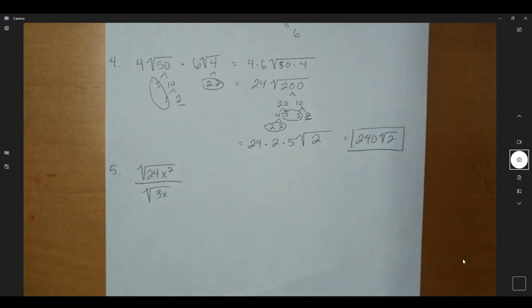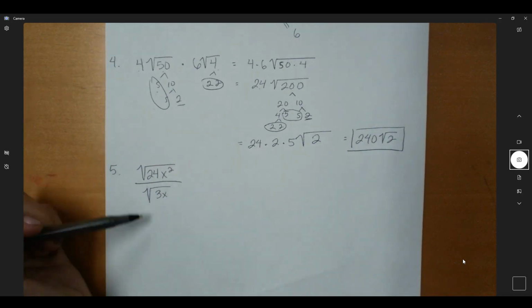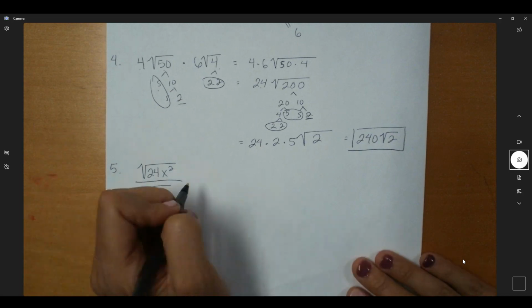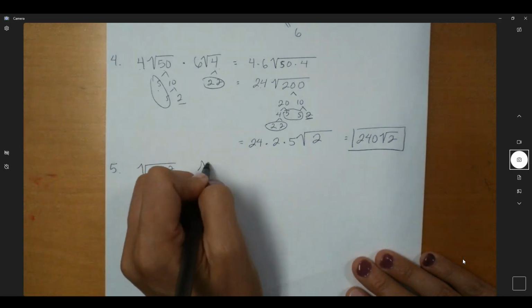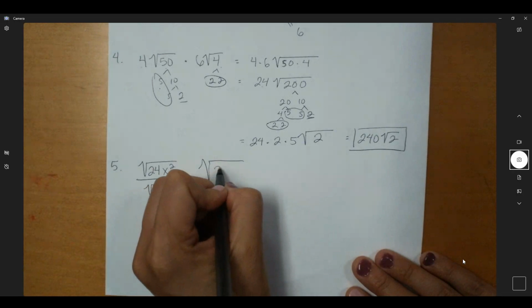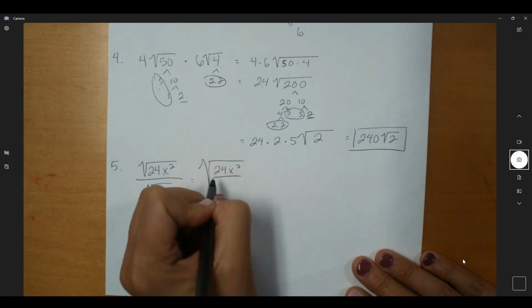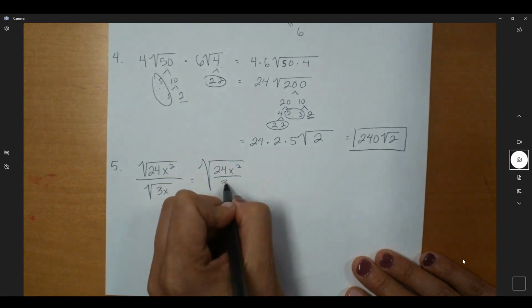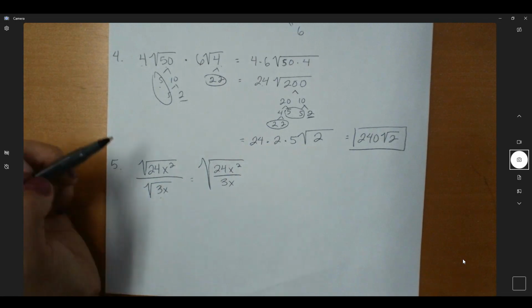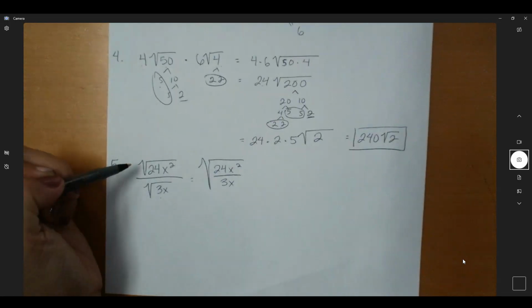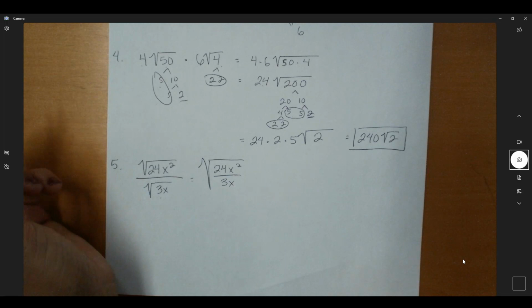Okay, so it's best when you're dividing radicals that you just put it all under one radical. So we're going to make one big radical, and the 24x squared is going to be on top, and the 3x is going to be on bottom. And that only works if they're both square roots and not like one's a square root, one's a cube root. So this is fine.